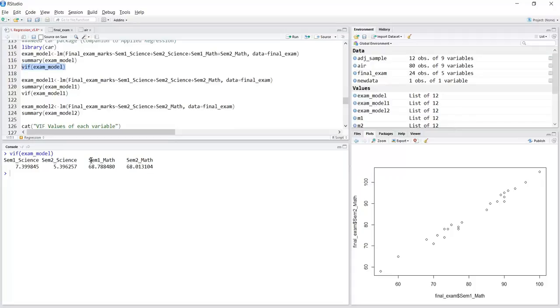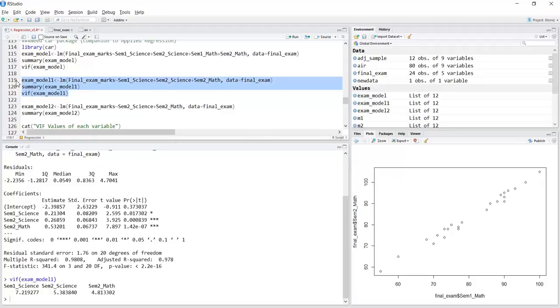Now we should not drop both semester 1 and semester 2 mathematics, because in presence of semester 2, semester 1 is redundant. In presence of semester 1, semester 2 is redundant. We have to drop the highest one. So we will drop the semester 1 mathematics. Once I drop it, then the second one will be auto-corrected. So what I am doing here, I am building model 1, whereas I am using only one math. I'm dropping the other. I'm expecting this to get auto-corrected. I'm expecting there should be no multicollinearity, at least in terms of semester 2 mathematics.